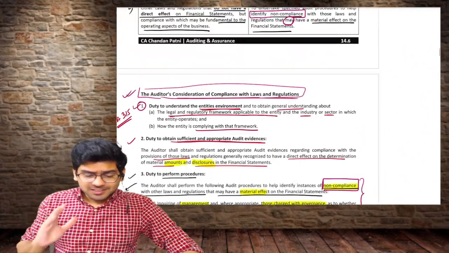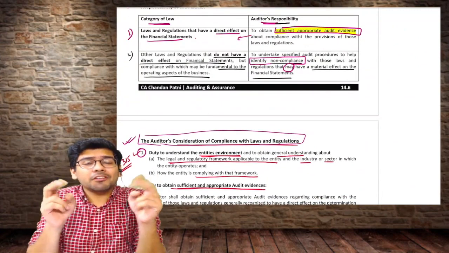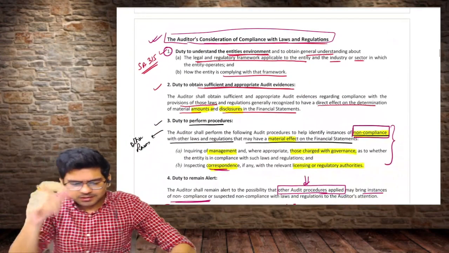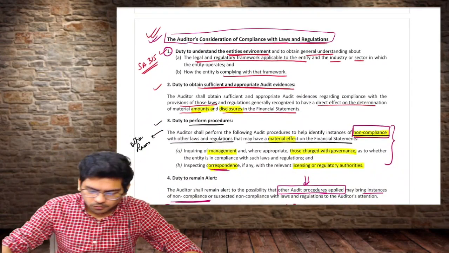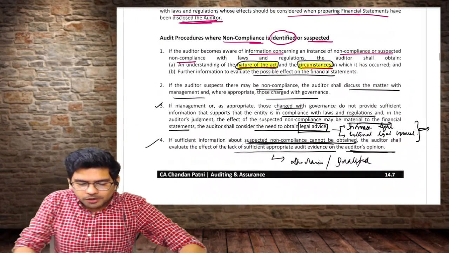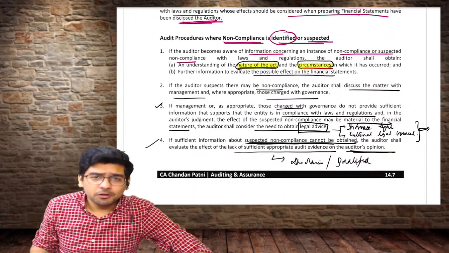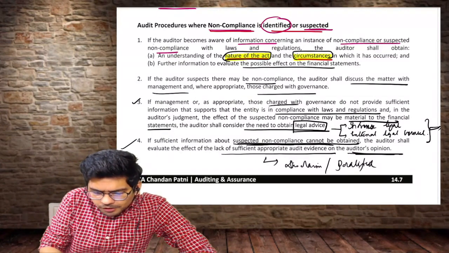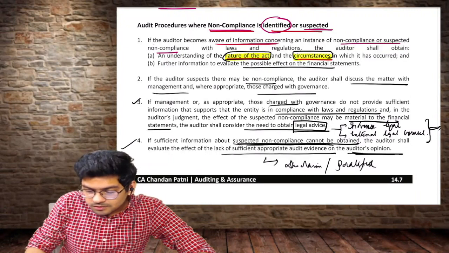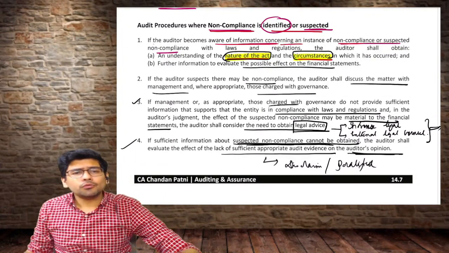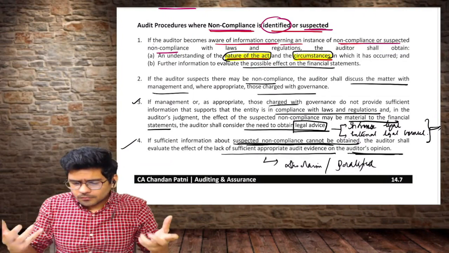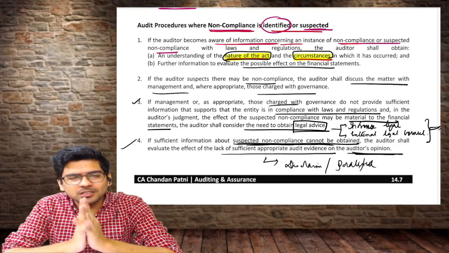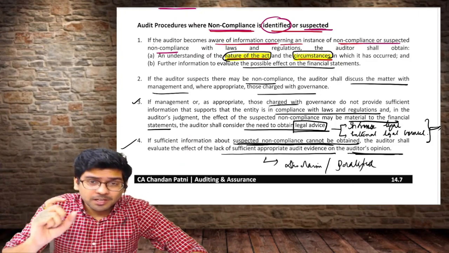Alright, so with this, the standard is complete, but we have 2 more questions to cover. Now I told you this, see, this is an important thing, you need to cover this part. Then we covered audit procedures where non-compliance is identified or suspected, and the first point goes by this line: if the auditor becomes aware of information concerning an instance of non-compliance. So how will the auditor come to know about a non-compliance? What can be the possible indicators of non-compliance? This is what we have to cover here. This can be an important question.